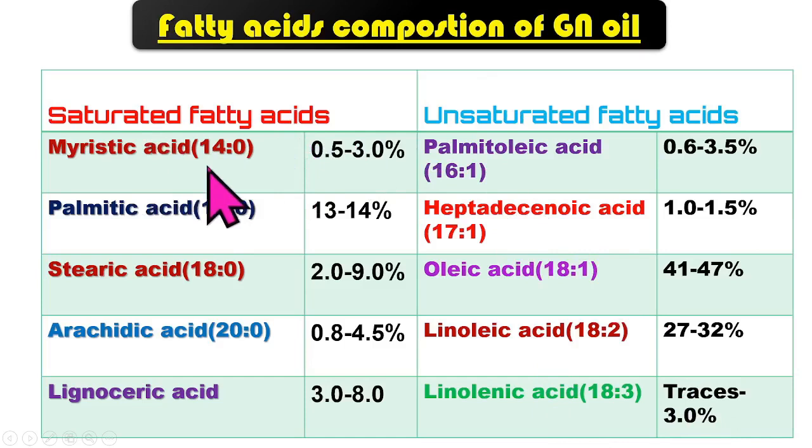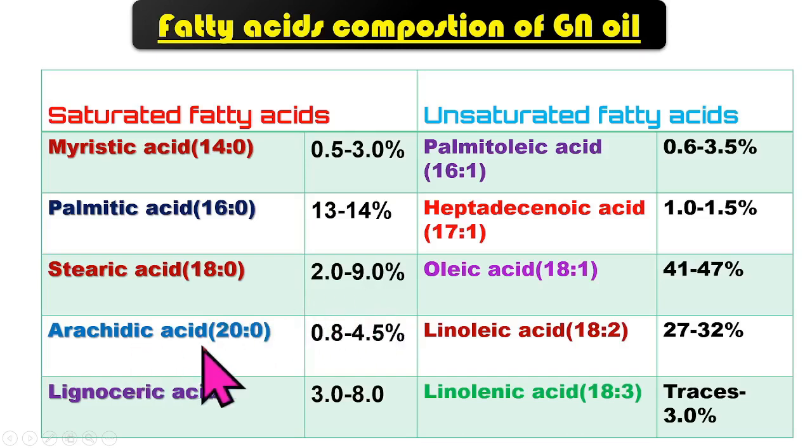Myristic acid is a 14 carbon saturated fatty acid. It is present in groundnut oil from 0.5 to 3%. Next one is palmitic acid. We know it is present in almost all edible oils, from 10% up to 50%. In palm oil, we can see it is up to 47%. Stearic acid is an 18 carbon saturated fatty acid. It is present from 2% to 9%.